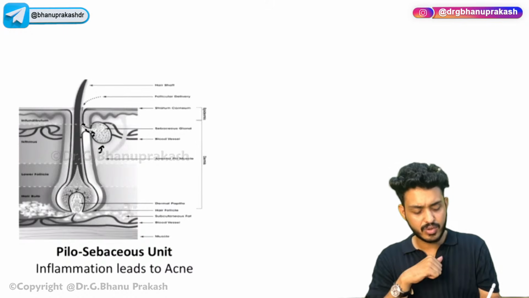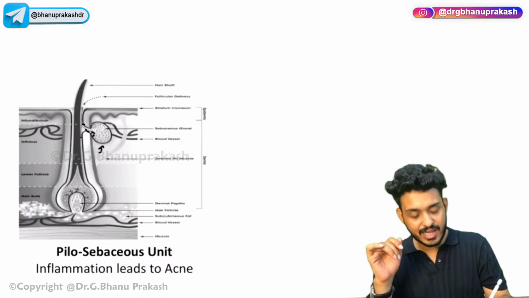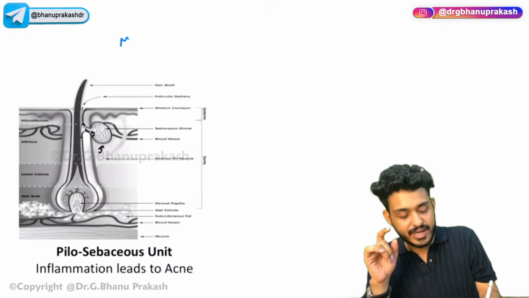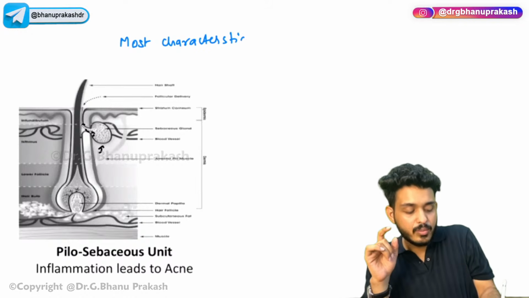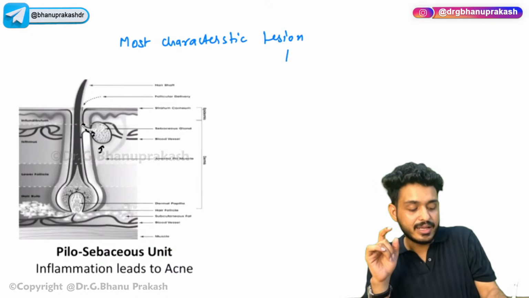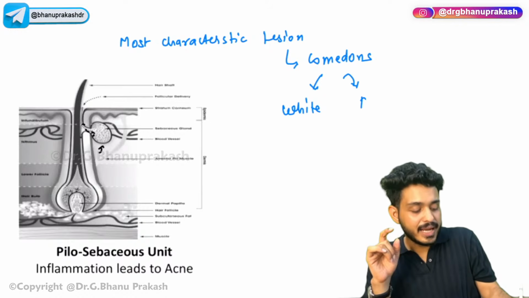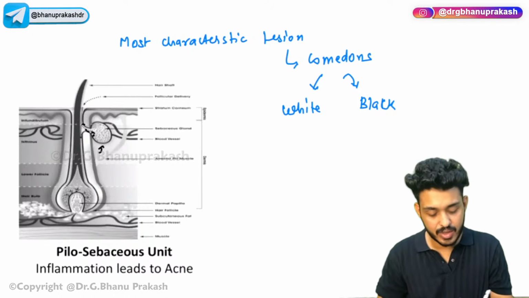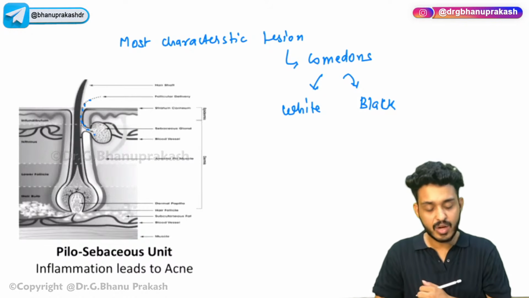Now what is happening? Try to understand this. Give your concentration for 5 minutes and you will understand what is happening. The most common, or the most characteristic lesion in acne, try to answer this question, they are your comedones. And what are these comedones? We are having, sir, whiteheads and blackheads, right? You already know what is a whitehead, what is a blackhead. So what is happening? This sebum is coming out continuously.